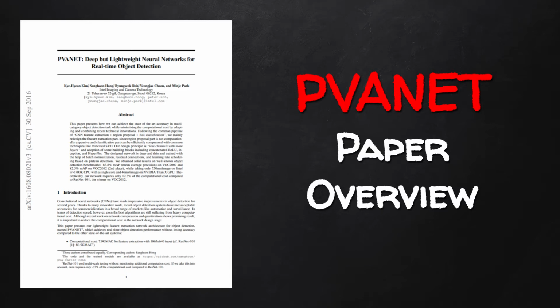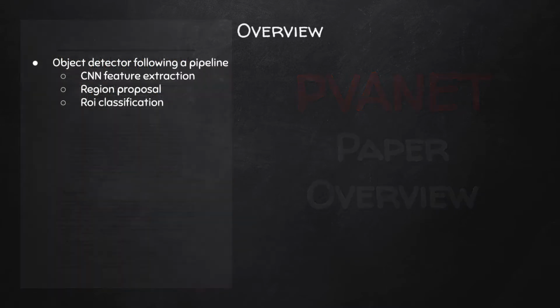Today's paper is PVANet, Deep but Lightweight Neural Networks for Real-Time Object Detection. The paper introduces an object detector framework that follows a pipeline composed of a CNN feature extraction module, a region proposal module, and a ROI classification module.